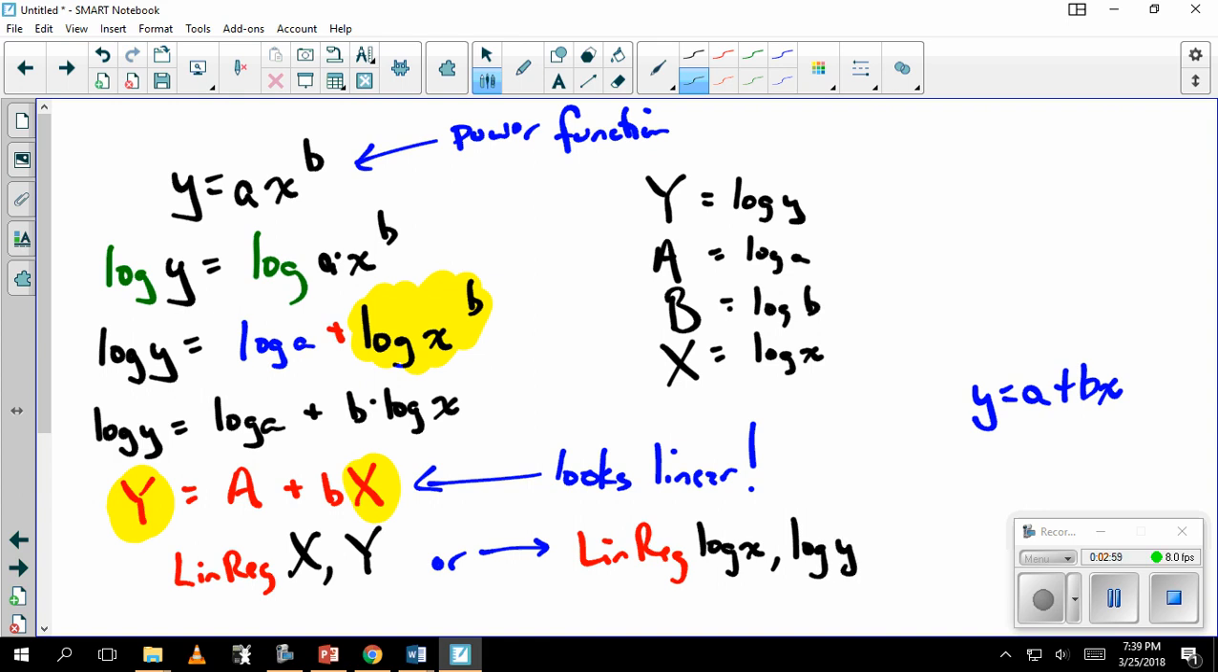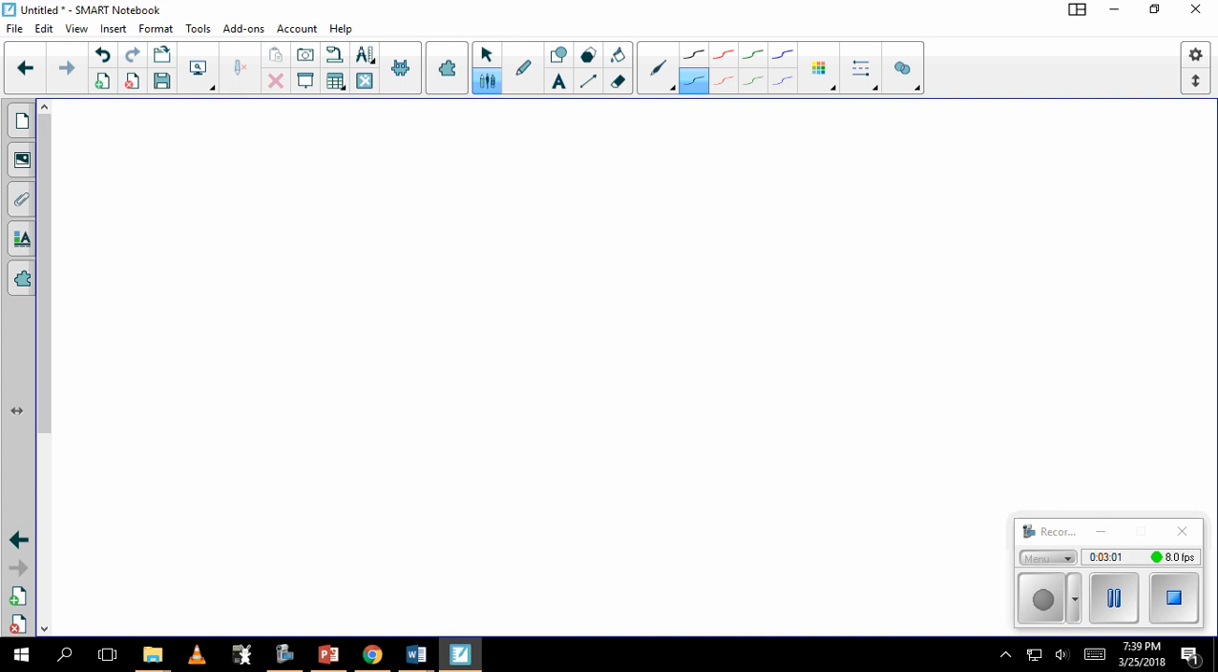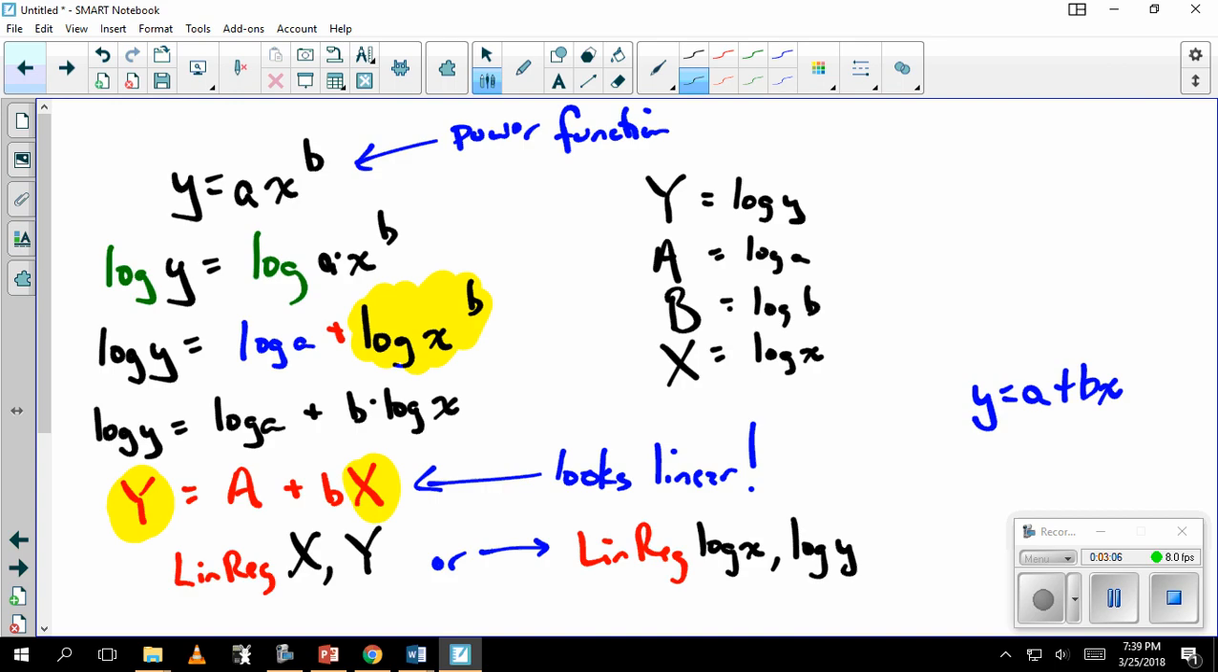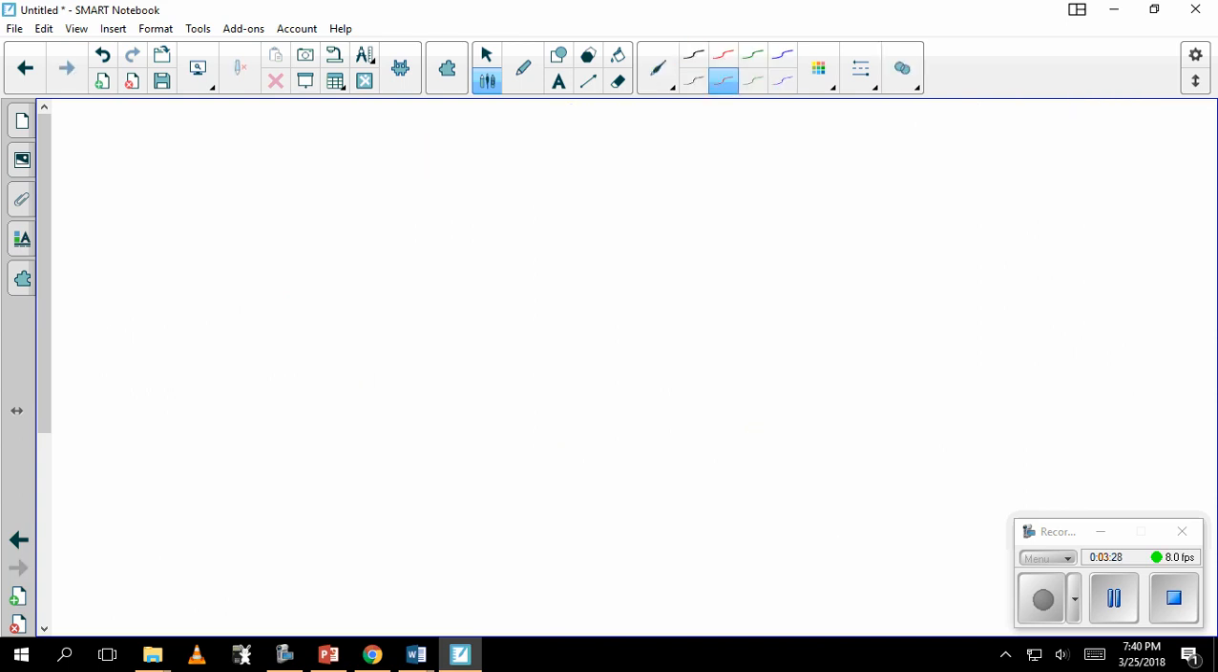Now, when I got that equation, if I did linear regression on log of x and log of y, so for example, maybe L1 had my x's and L2 had my y's, maybe L3 needs to have the log of my x's and L4 can have the log of my y's. So now I'm going to do linear regression on these two lists. So my calculator is going to report to me y equals a plus b times x, whatever those are.